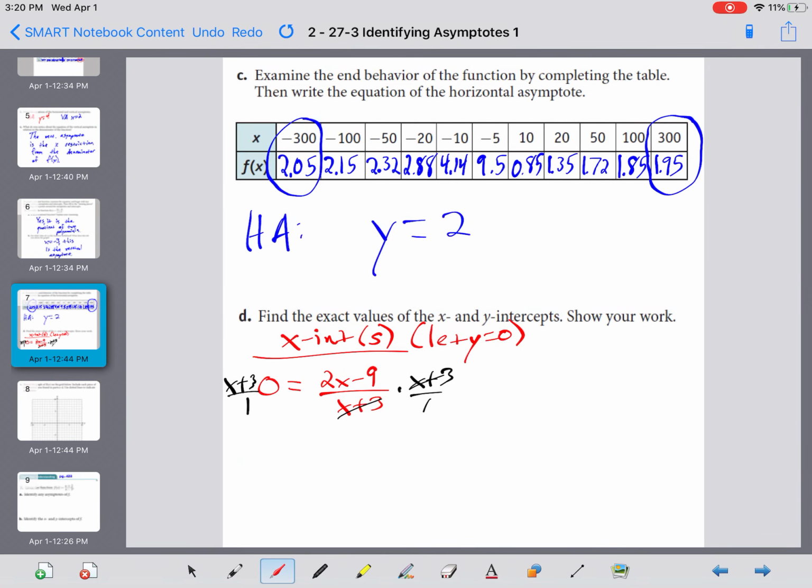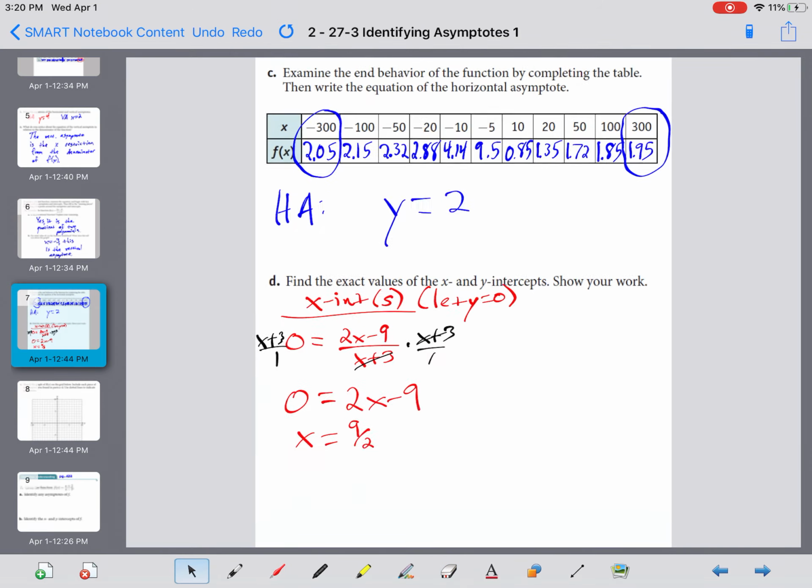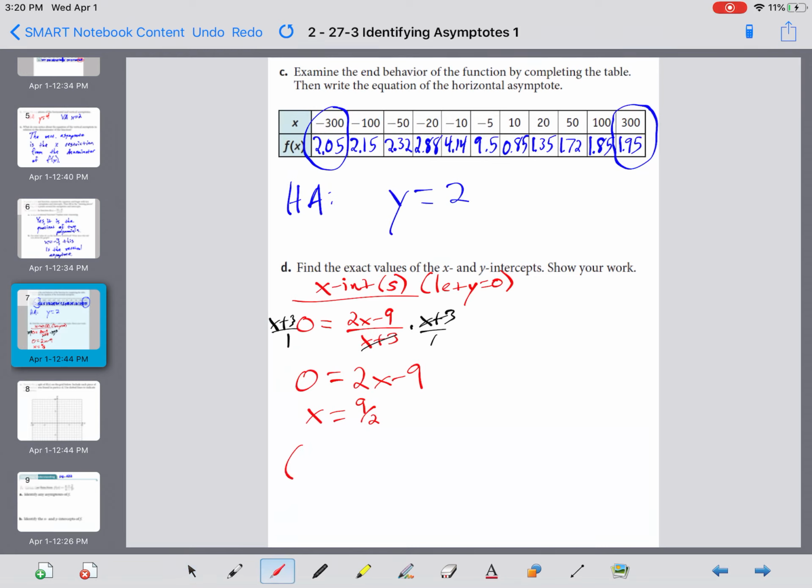There we go. And that gives me x plus 3 times 0 on the left side, which is just 0. And here I get 2x minus 9. So if I clean that up and solve for x, I get 9 over 2, which means my x-intercept, remember, x-intercept is a point, so we want to write it as an ordered pair: 9 over 2, comma 0. Now you can call that 4.5, comma 0 if you want, because that's a nice decimal.